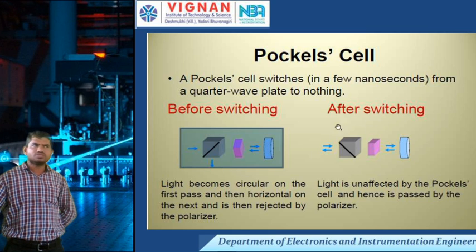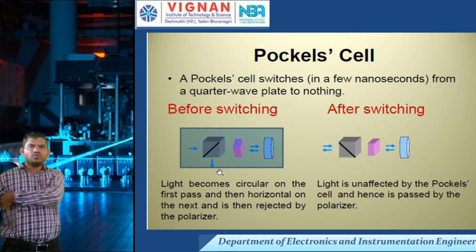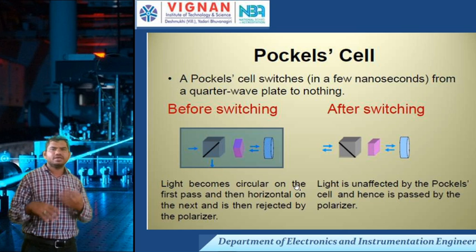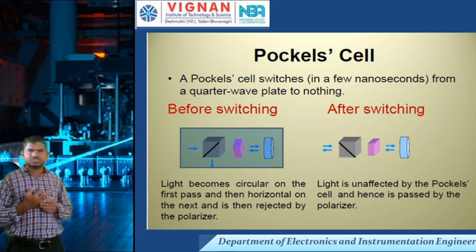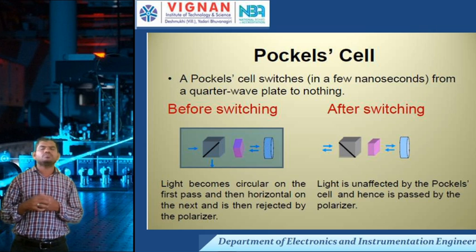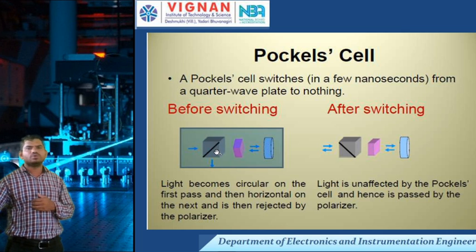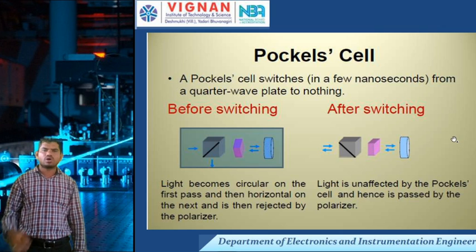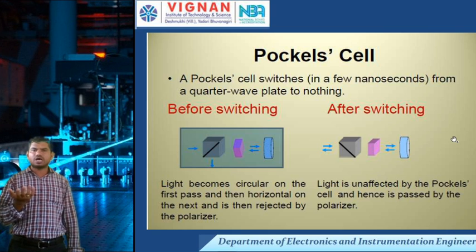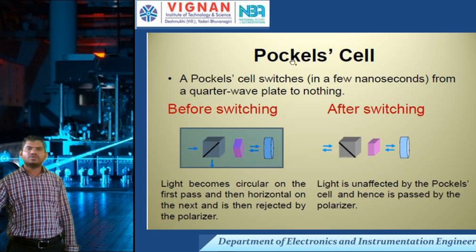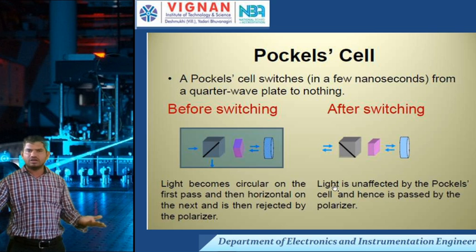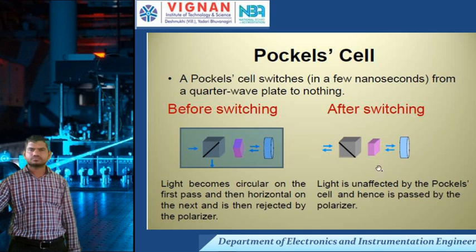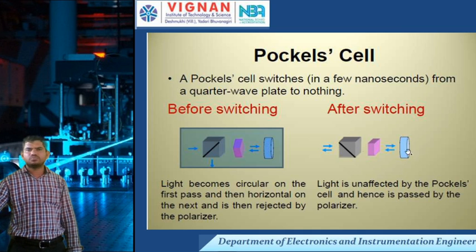When I am using the polarizer technique, before switching the light becomes circular on the first pass and then horizontal on the next, and is then rejected by the polarizer. After Q switching, what happened? The light is unaffected by the Pockels cell and hence is passed by the polarizer. When we are using the polarizer with the Pockels cell, there is no loss. The light is directly passing through the polarizer.